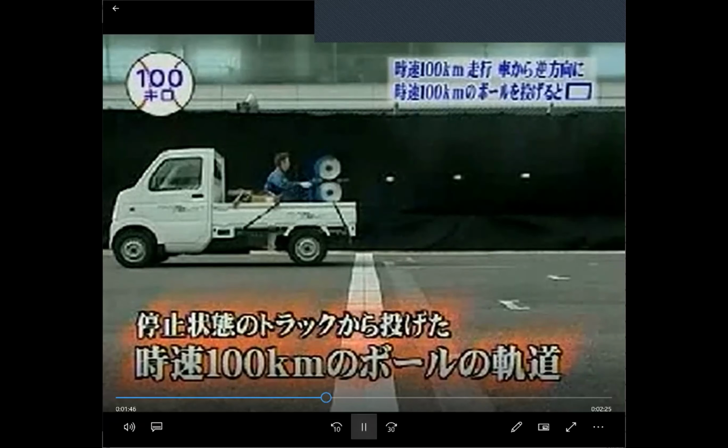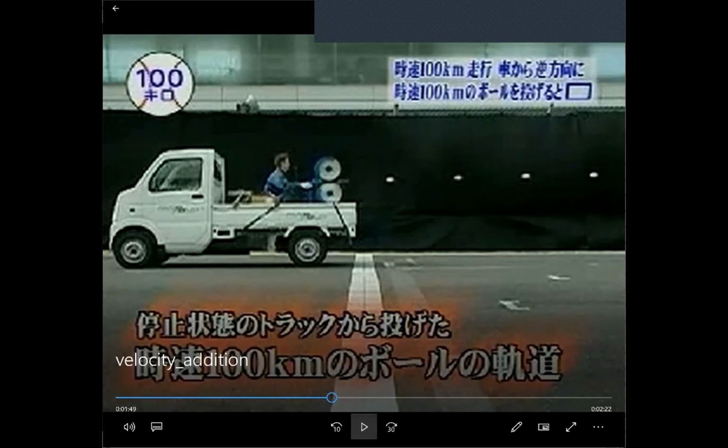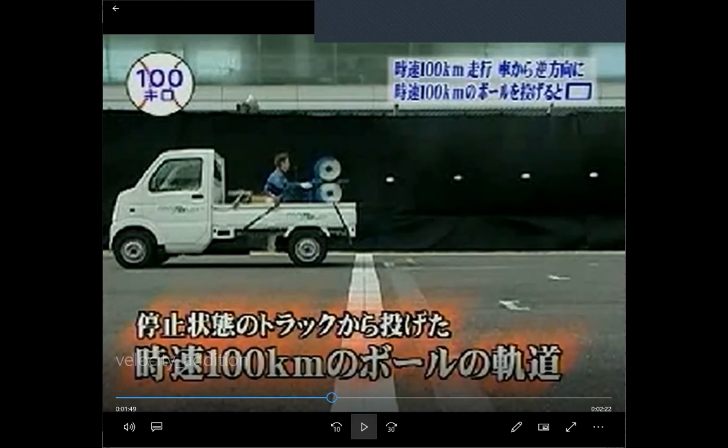So that's what it looks like when the truck is not moving, right? It just fires out there, and then they've got it in super slow motion here.